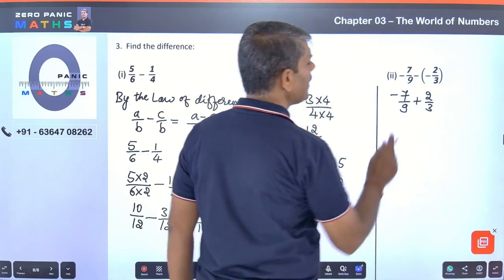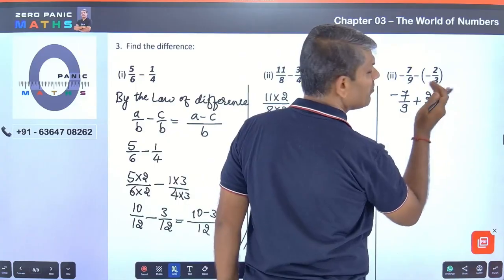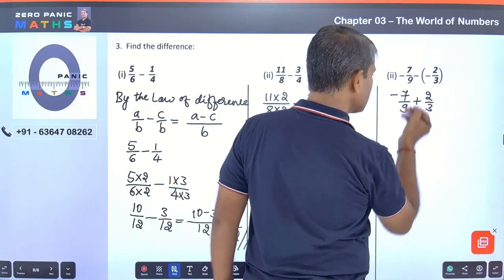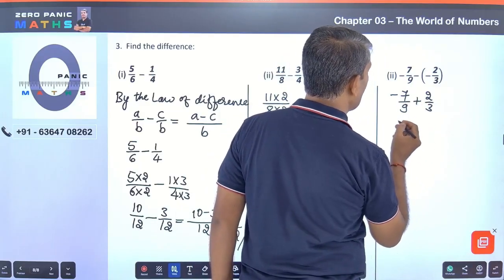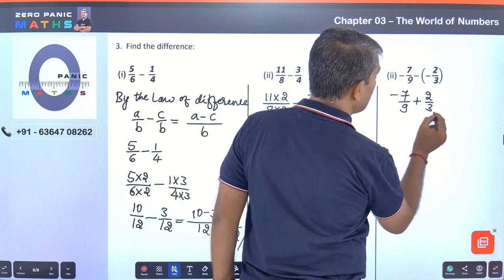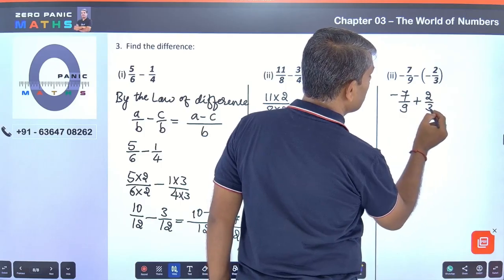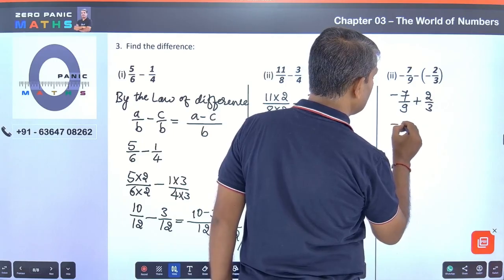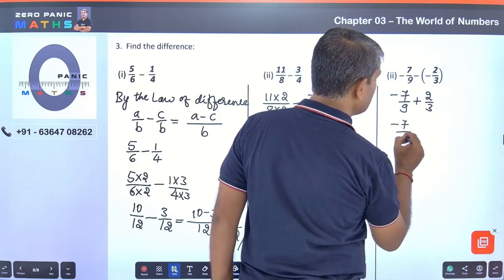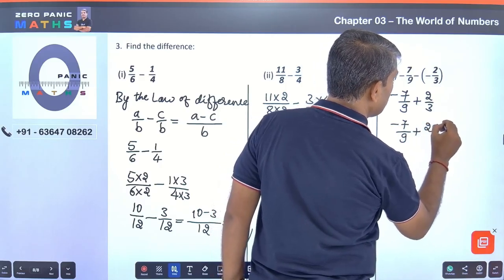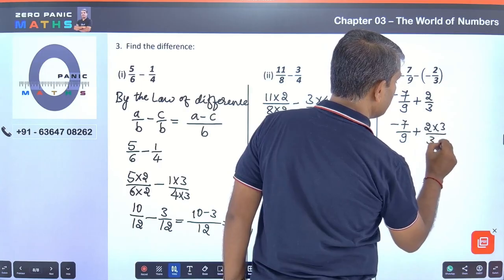So how can I write that? It is 2 by 3 minus 7 by 9. That way also you can write it, or else you can continue in this way only, no problem. It is going to be a minus operation in the numerator only. To convert to an equal denominator, I need to multiply the denominator by 3 and multiply the numerator of that second number by 3.